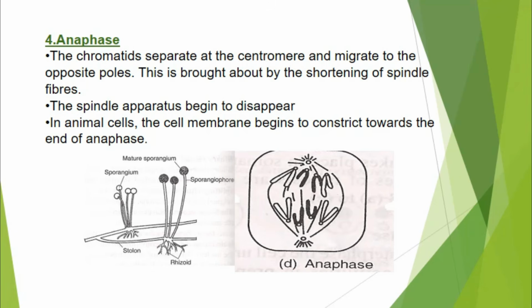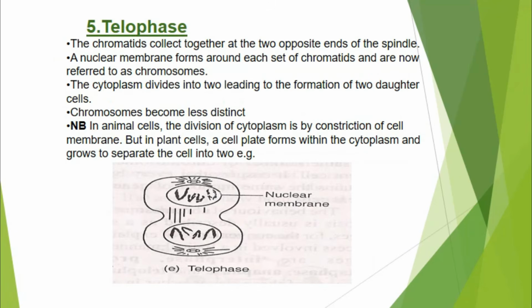Now we proceed to the fifth stage, which is telophase. So what happens during telophase stage? The chromatids now collect together at the opposite ends of the spindle. Remember, in anaphase, they have separated and they have moved to the opposite poles. Now here they collect together again. And then the nuclear membrane again forms here, right? The cytoplasm again divides into two, leading to formation of two daughter cells.